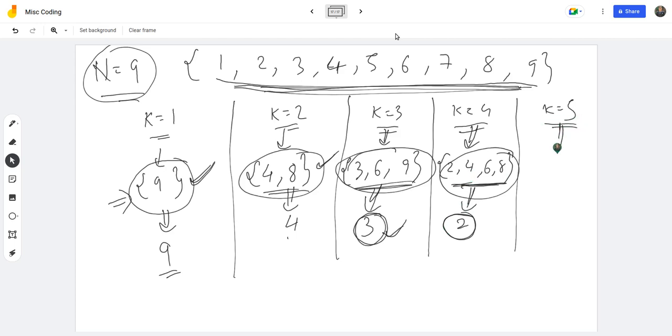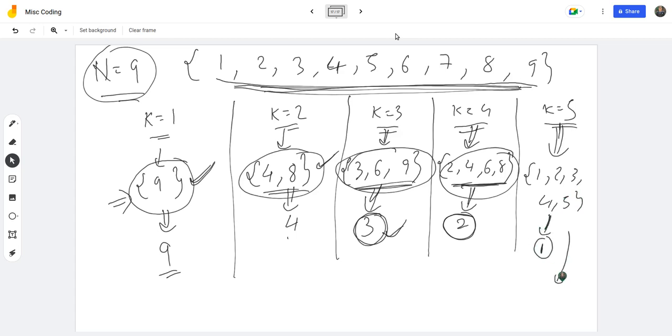And for k equals to 5, what will be the subset of size 5 such that GCD is maximum? You'll find that it will be 1, 2, 3, 4, 5. In this case, actually, you can pick multiple subsets as well, right? So this can be one for which the GCD is 1.